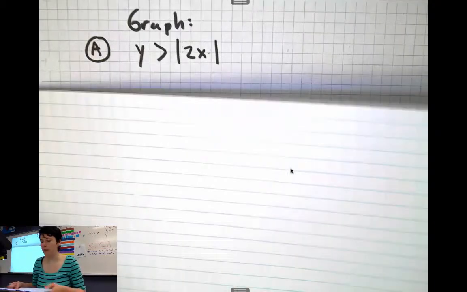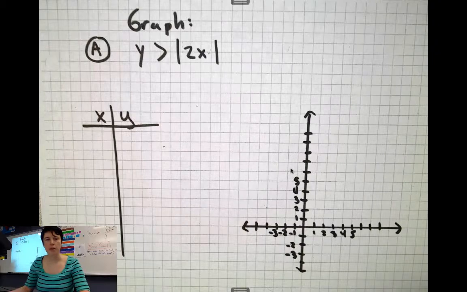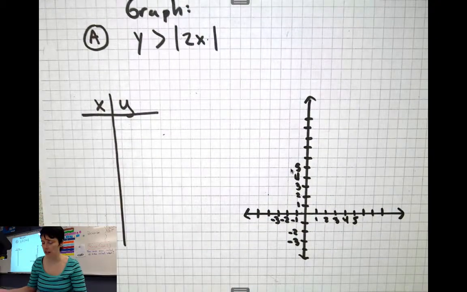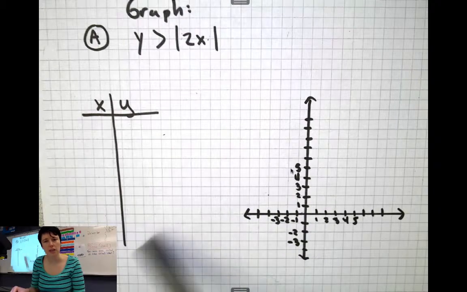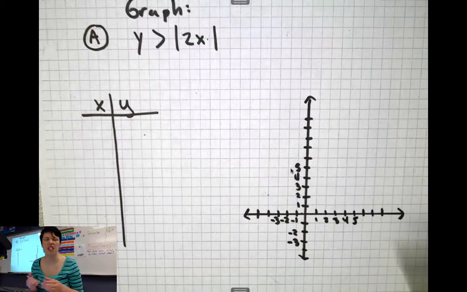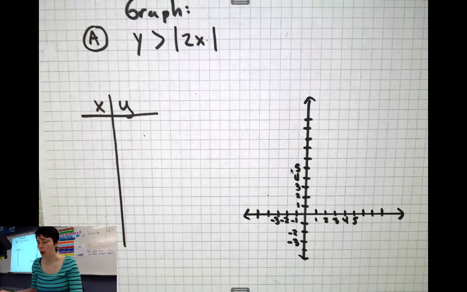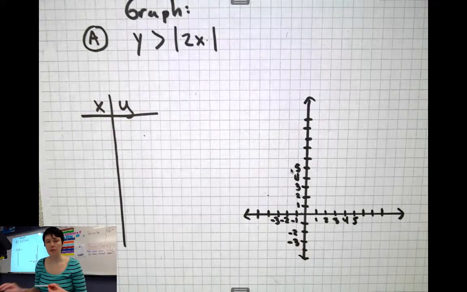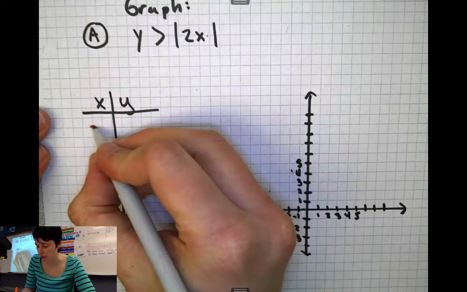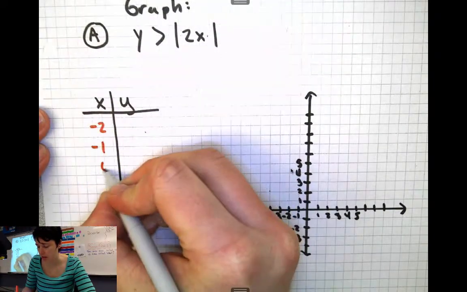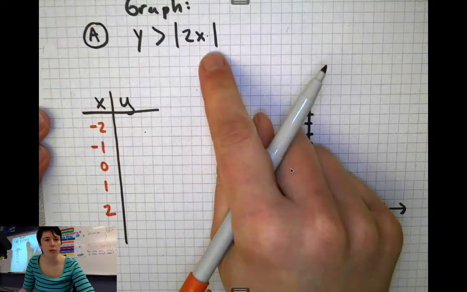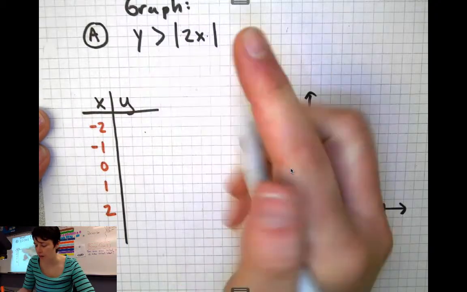I'm going to show you my general setup here. Typically, when I have an absolute value problem, in almost any graph really, I like to set myself up with a table, and I just have a blank graph ready to go. This is the skeleton of my problem. What I'm going to do is take some basic numbers for x, like -2, -1, 0, 1, and 2, and plug them in to the absolute value of 2x.